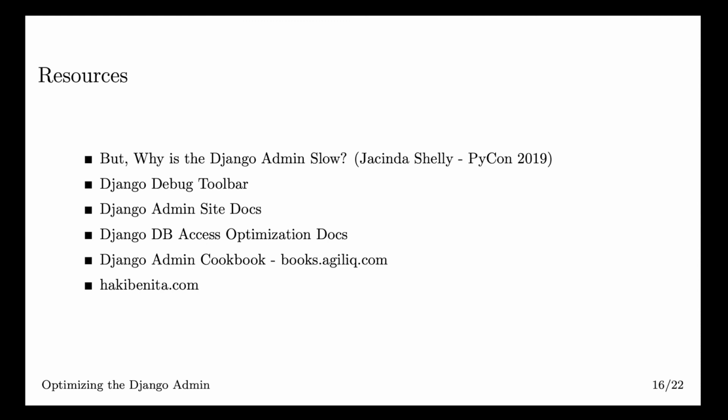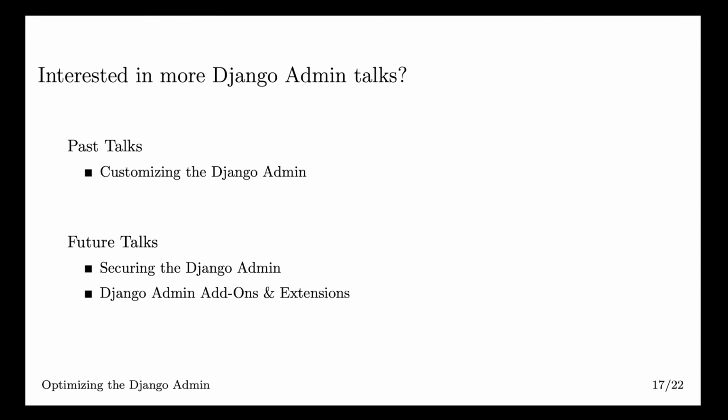That's essentially my talk. I did want to point you to some additional resources, including Jacinda Shelley's excellent longer talk on optimizing the Django admin from PyCon of this year. The Django debug toolbar docs are really good. Django actually also has some documentation in the Django docs itself on optimizing database queries. I also have a link to my past talk on customizing the Django admin. And these are some future talks that I'll probably give the next time that we're short on speakers.